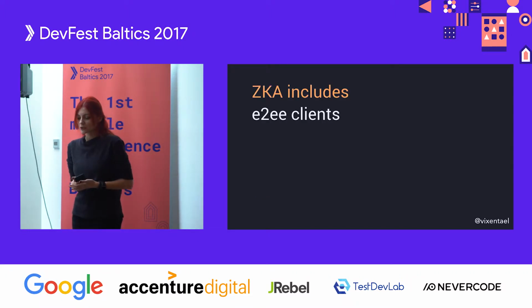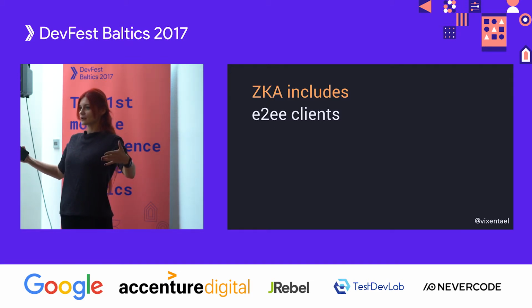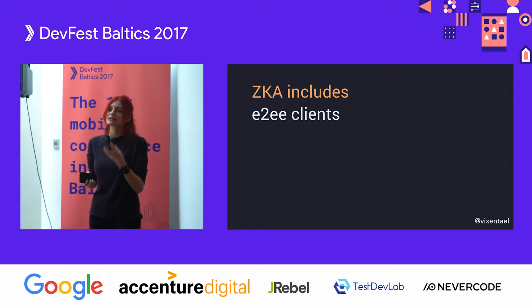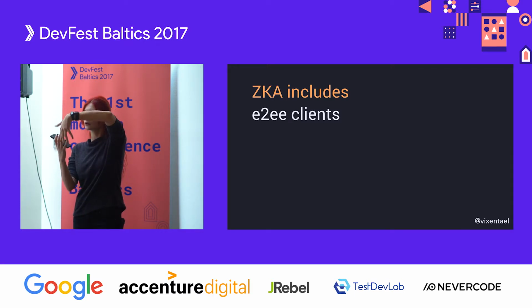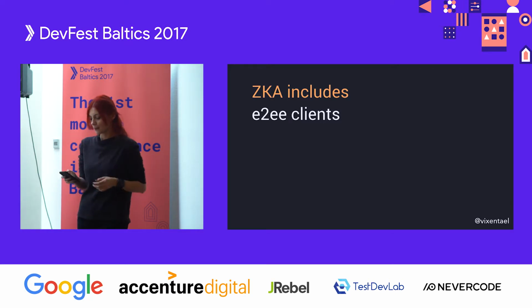The first important layer of ZKA is end-to-end encrypted clients, as we mentioned before. Fat clients, because you need to do a lot of cryptographic computation on the client. And the server knows nothing about the nature of the data. Sometimes zero-knowledge architecture is known as no-knowledge architecture, because no one in between knows anything about this data. It's just encrypted, something encrypted.